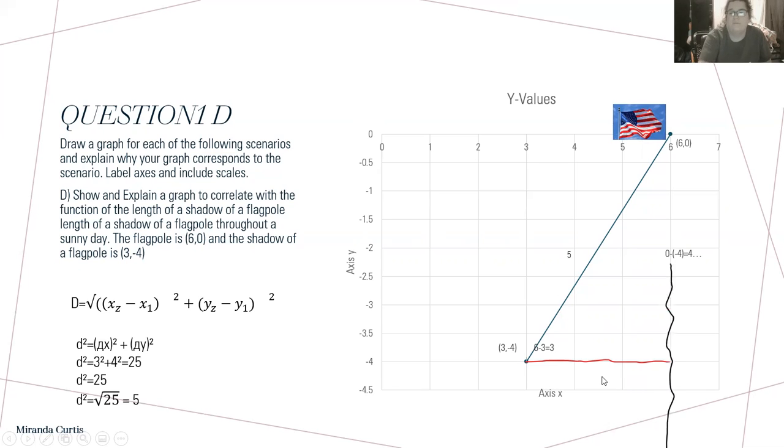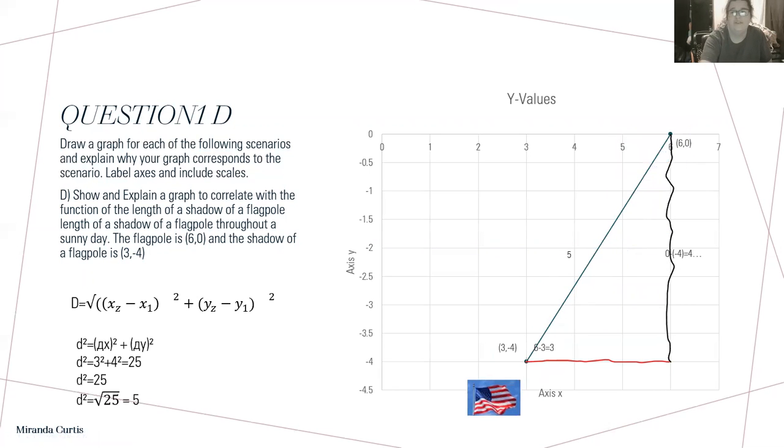That gives us our red line. And then 0 minus -4 is 4. So here's our flag. This is right here. This is the shadow right here, which is a 5. That's what we got in our distance formula. There goes our flag. It's flying.